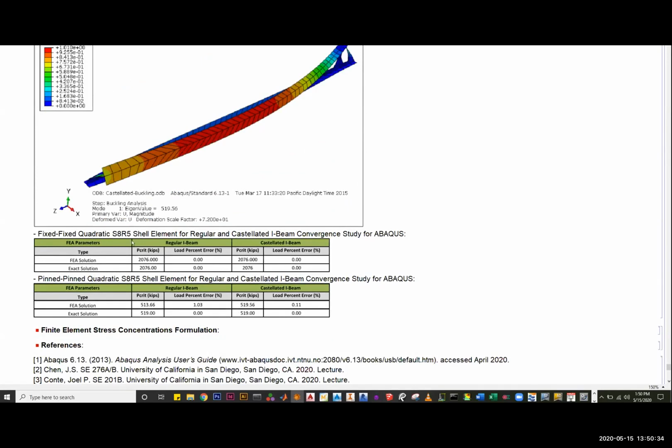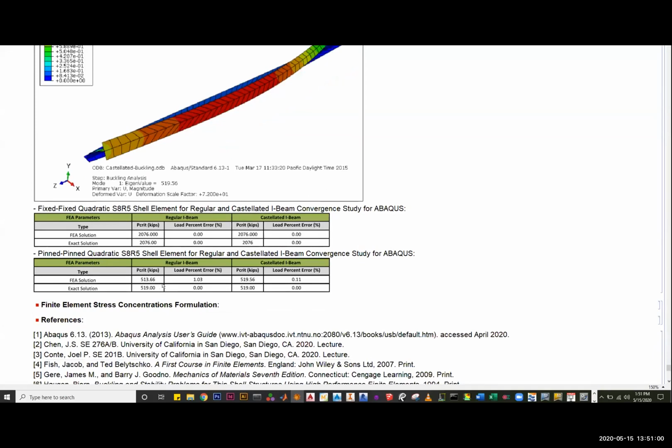The numbers show the Abaqus solution and what I calculated. Since we're just doing the buckling load, they overlap pretty well, comparing the exact and the finite element solution. For fixed, and then for pin, it's roughly there, about 1%.